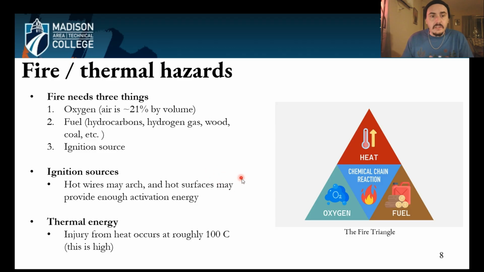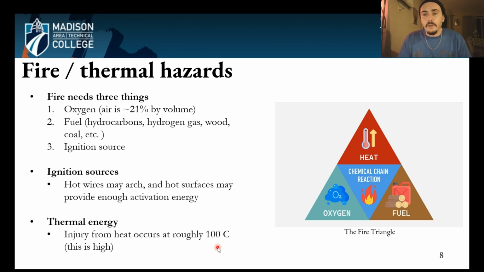Ignition sources, like I said, are hot wires, which may arc, and hot surfaces, not electrified surfaces, but hot surfaces. And for thermal energy, it says injury can occur at 100 degrees C. So this is pretty high.